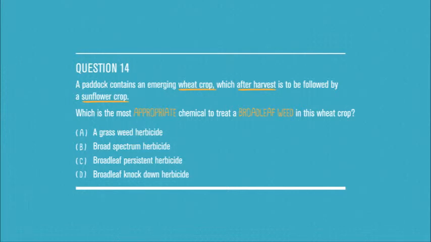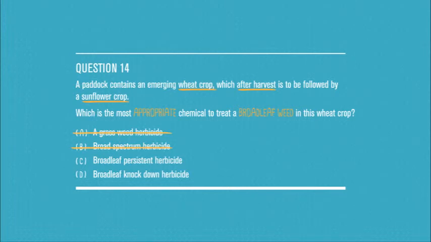So for part A, if you used a grass weed herbicide on your wheat crop, you'll actually kill your wheat crop. So that one is totally incorrect. B is a broad spectrum herbicide. Once again, this one could be used, but because of the word broad spectrum, you will kill both the weed and your wheat crop as well. So that one is ruled out. Then we're left with C and D.